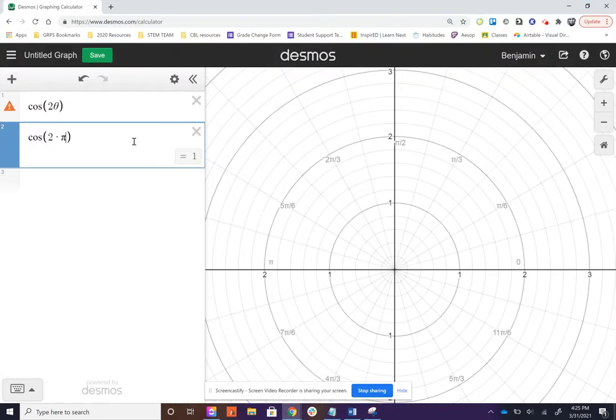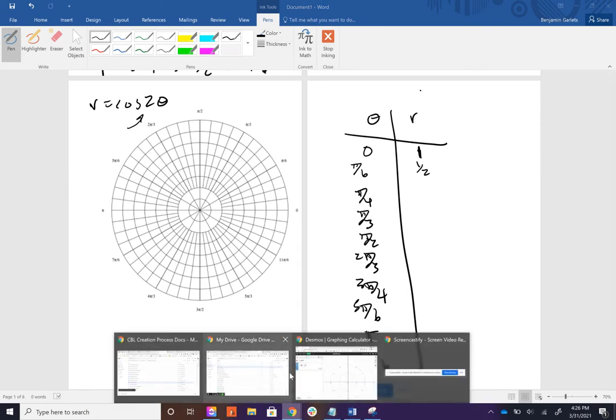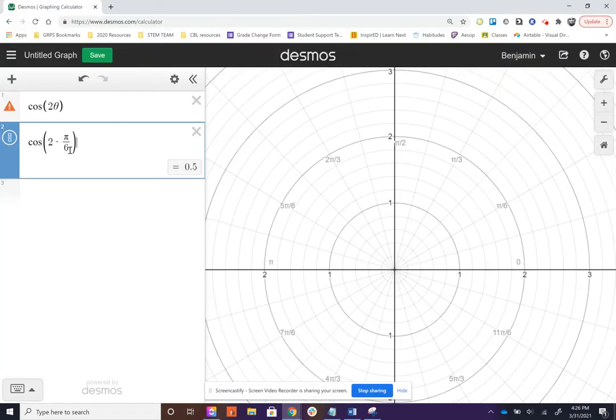I'm going to do pi over 6. And it looks like our output is 0.5. So I'm going to go 0.5. Let's go back. So now our input is pi over 4. Our output is 0.